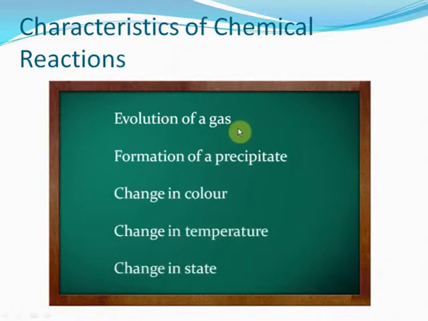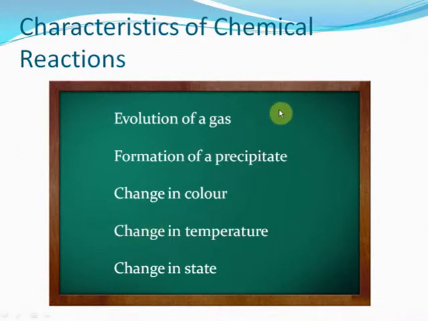Evolution of a gas tells us that a chemical reaction is taking place. Sometimes formation of a precipitate, a special substance called a precipitate, tells us that a chemical reaction is taking place. Sometimes the color of the substance changes, and then you understand that a chemical reaction is taking place. Sometimes the substance that you're considering gets heated up, or it becomes colder, and then you realize that a chemical reaction has occurred. Sometimes a change in state occurs. A solid may actually become a gas, and that is what tells you that a chemical reaction has taken place.